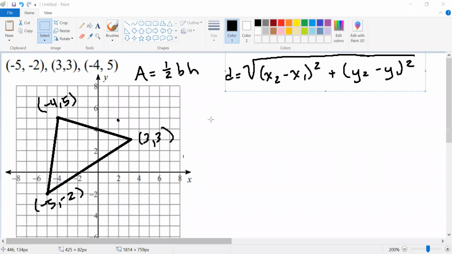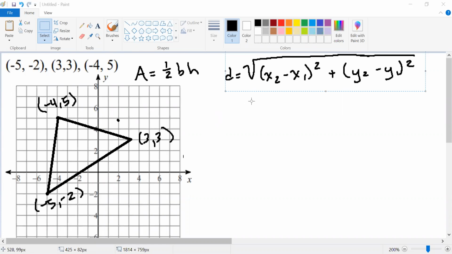Okay, so today we're going to be looking at finding the area of figures in a coordinate plane. So here were my coordinates. I just graphed it out. I just plotted them in, and as you can see, it forms a triangle. And I have the area formula of my triangle up here, and I also have my distance formula.